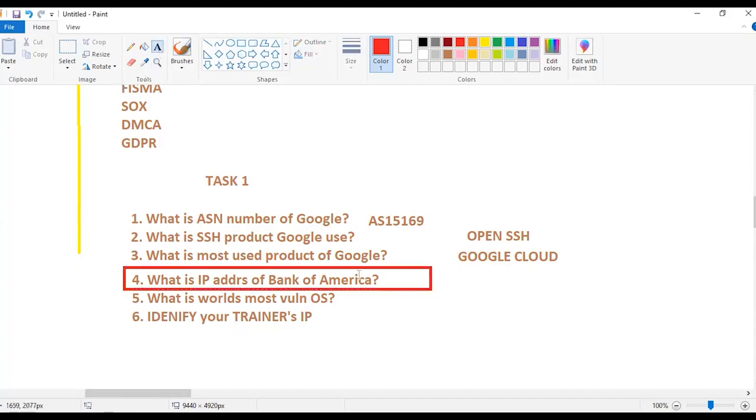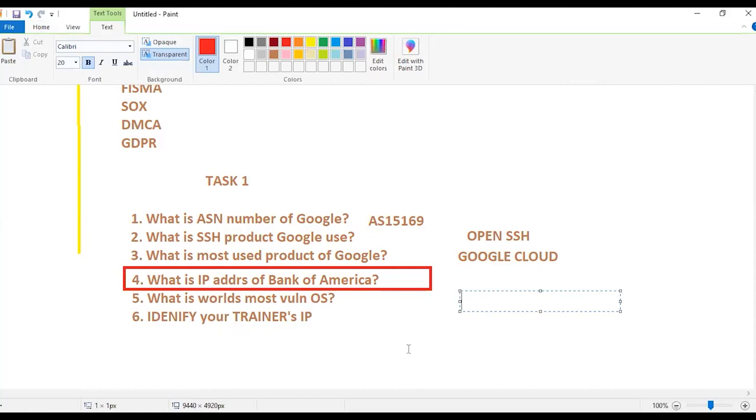Okay, now the most vulnerable OS. What is it? Anyone? Debian. Linux. It's Debian, sir. No, it's not Debian. It's Linux. I'm not talking about the family.